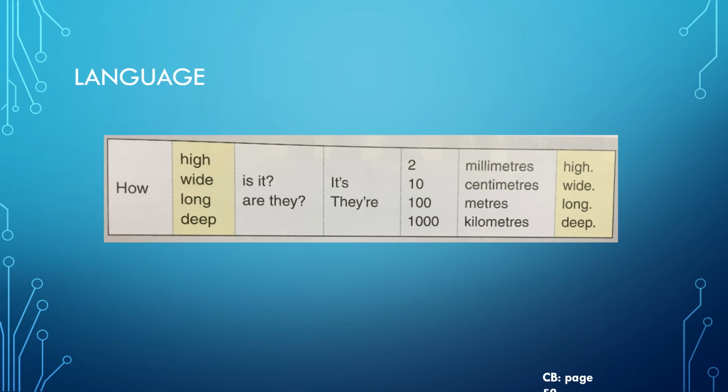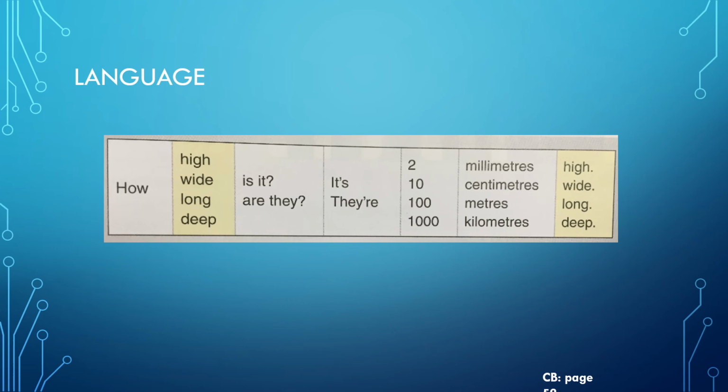So in questions that start with how, we use the adjectives. How high, how wide, how long, how deep. How high كم الارتفاع, how wide العرض, how long الطول, how deep العمق. We're asking about these. The answers, of course, we use the measurement, and of course we use the adjective.